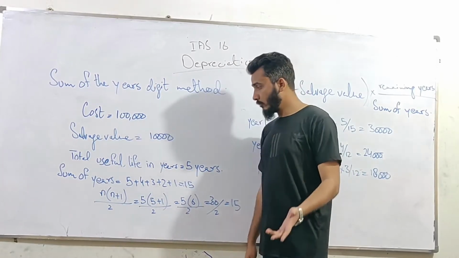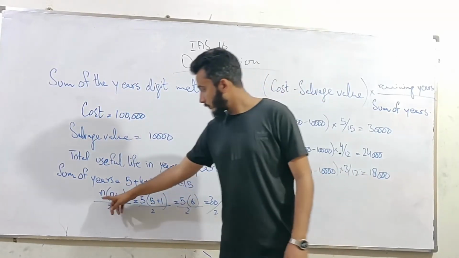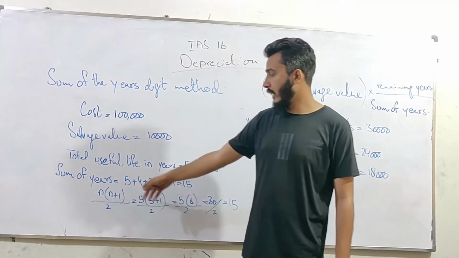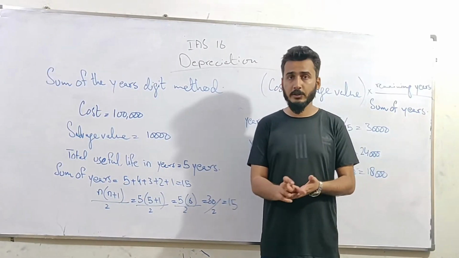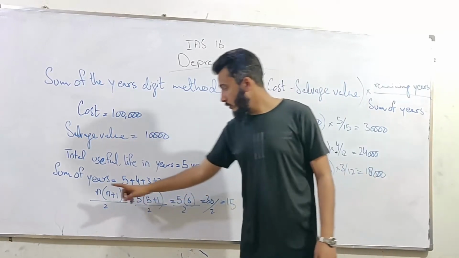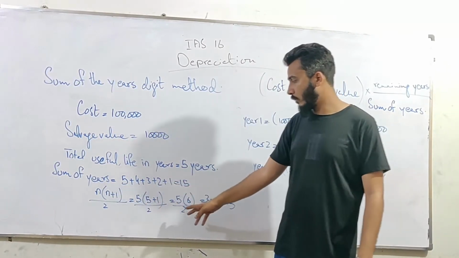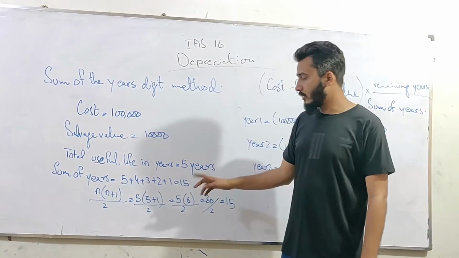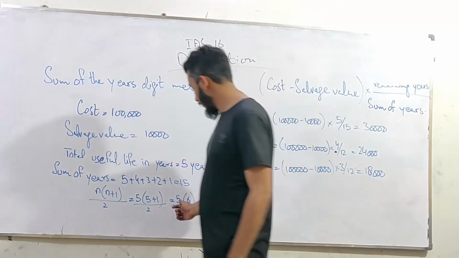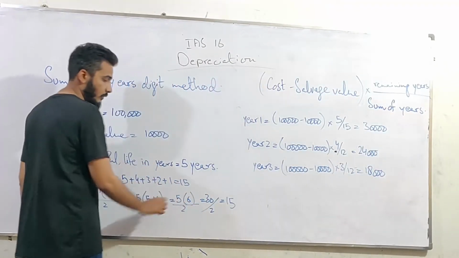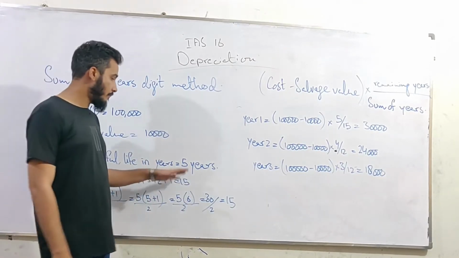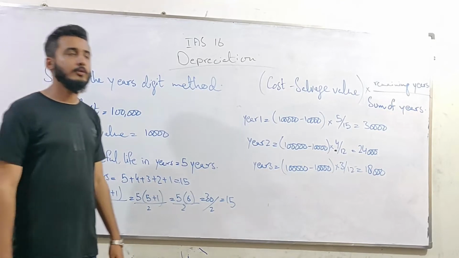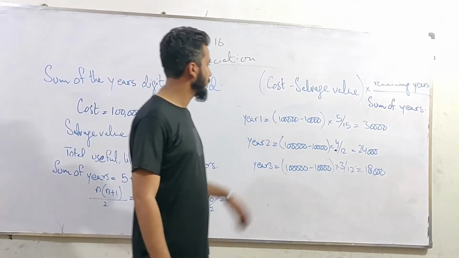Or you can use another method, that is n(n+1)/2. Here n represents the total number of years, which is 5. So 5 times (5 plus 1, that is 6), divided by 2. So we will be having 30 divided by 2, which is 15. So you can get the same answer by doing both of these. It is up to you which one you opt for.